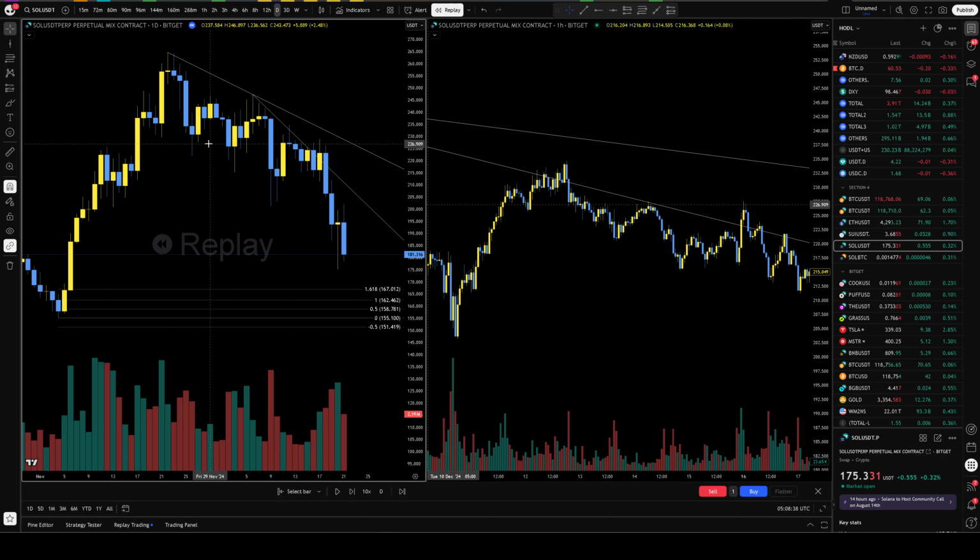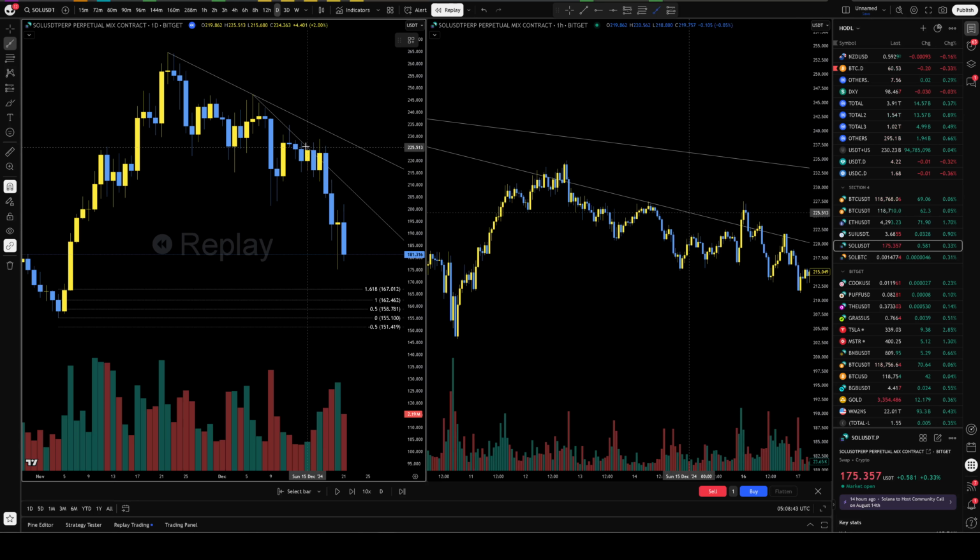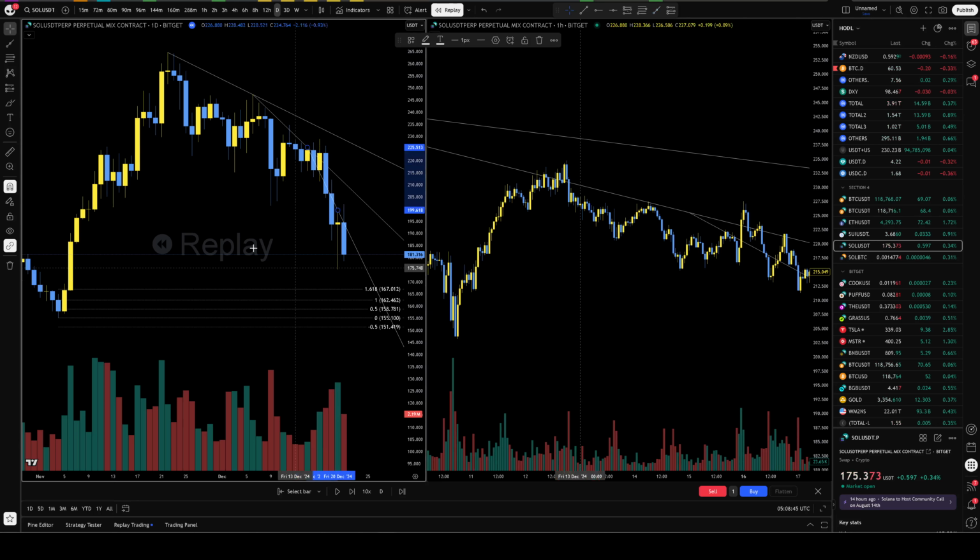Okay, so you have to keep a bit of an eye on these trends because the last thing you want to do is take a fib trade straight into trend resistance. So that's now, as you can see, becoming a bit of a parabolic dump.